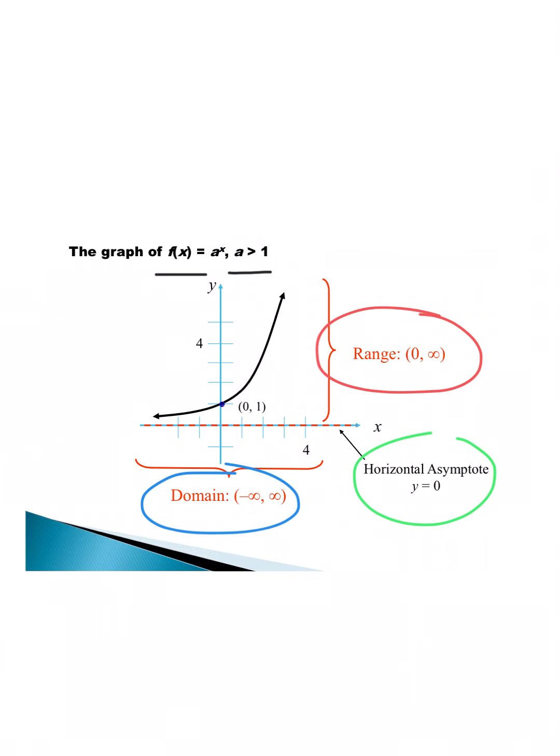And we're going to call this an exponential growth model because as we go from left to right, the graph is actually increasing. One last thing to point out is for our original function, we do have an intercept of (0, 1), and this is a y-intercept.